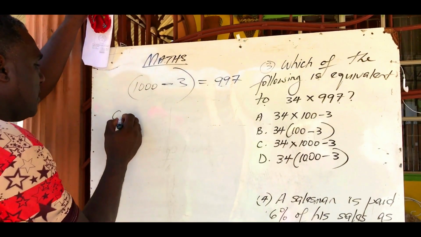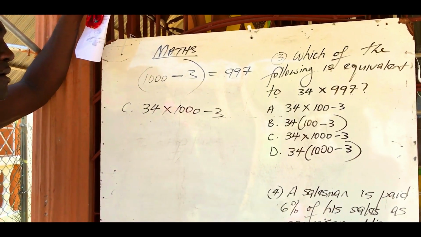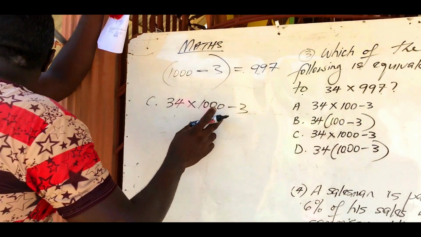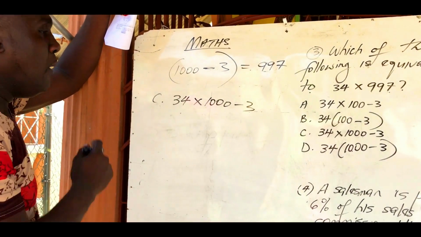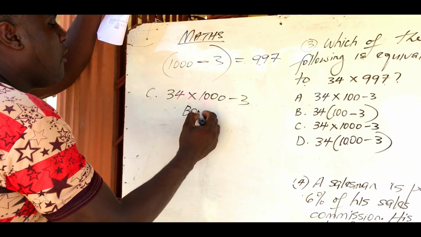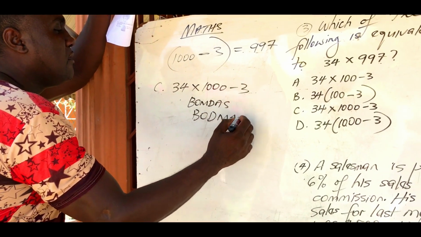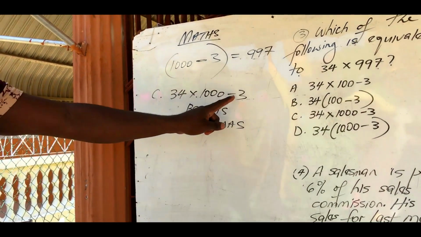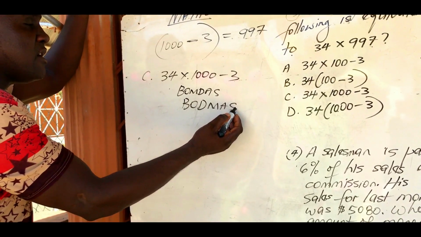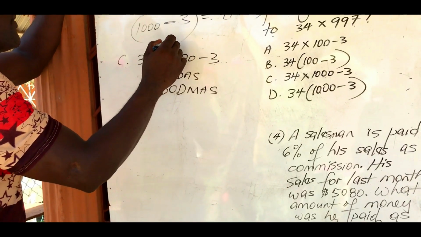Now when we look at C, C has 34 times 1000 minus 3. Students may opt for this answer, but is this answer correct? No, this answer is wrong. Why? Because based on the rules of BOMDAS or BODMAS, we know that multiplication must be done before subtraction. So you'd have to multiply 34 by 1000, which gives us 34,000.